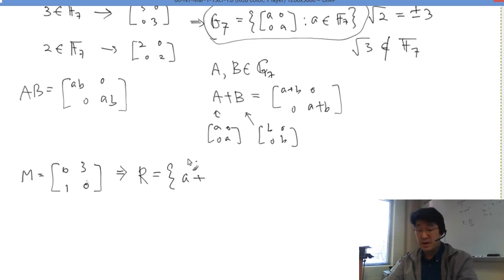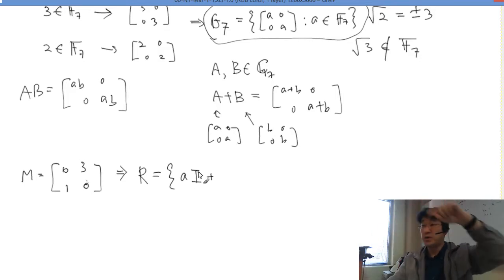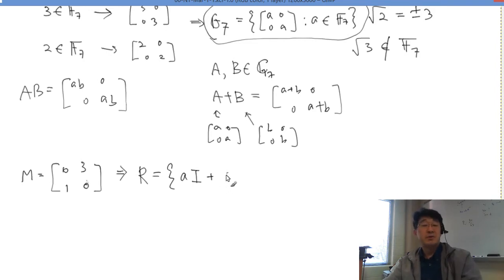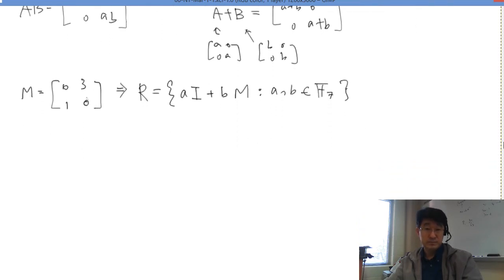A is a finite field element. It's A times the identity matrix. The I is the identity diagonal matrix. So if you multiply A, you get A and A on the diagonal, and you multiply B to M, where A and B are coming from the finite field with 7 elements. All right?